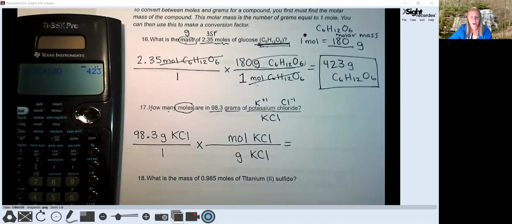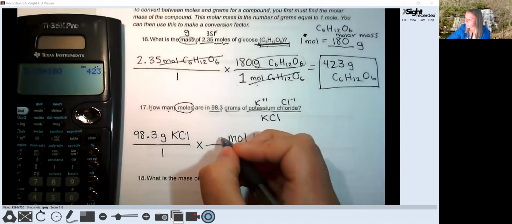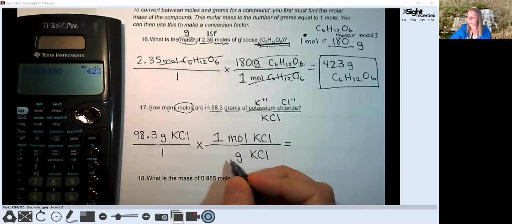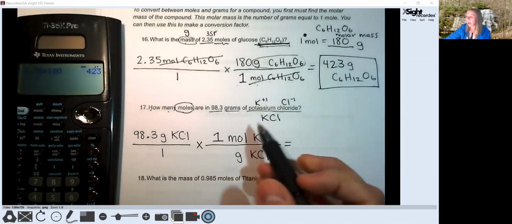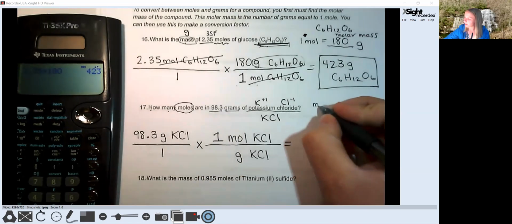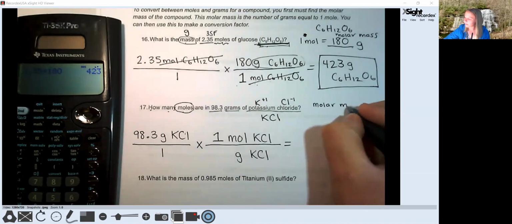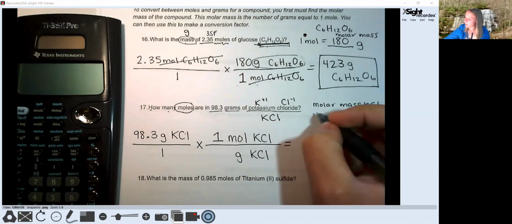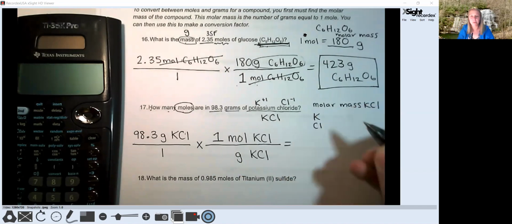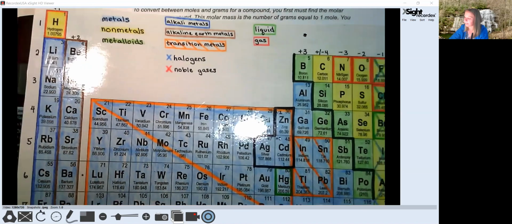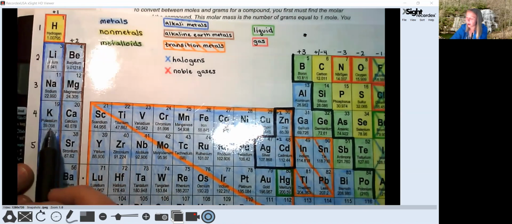Okay, so now I know I have to fill in some numbers. Anytime I see mole, I know I put a 1. So 1 mole of KCl is going to equal some number of grams. And to figure out that number of grams, I need to calculate the molar mass of KCl. So let's do that over here. Molar mass of KCl. So I have 1 potassium and 1 chlorine. So this should be a pretty easy one to add up. So let's look up those masses. Potassium is 39.098.